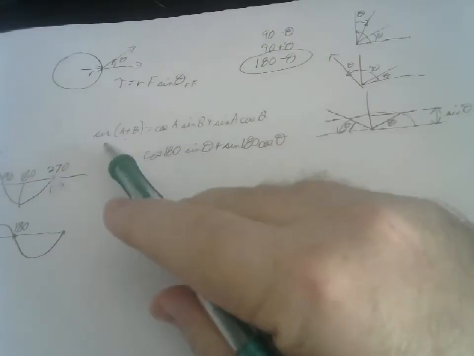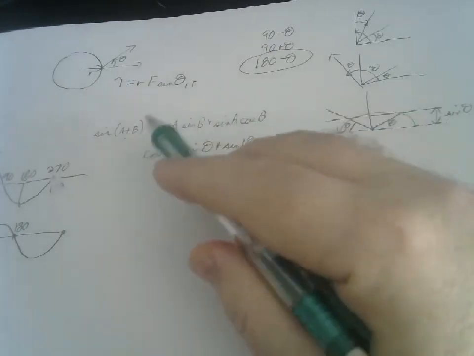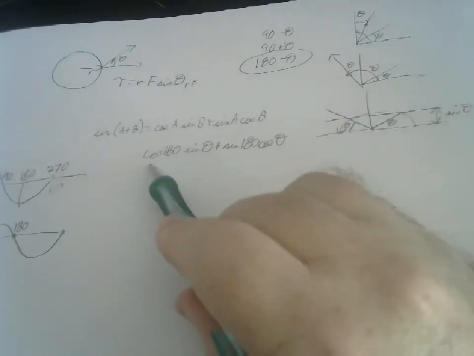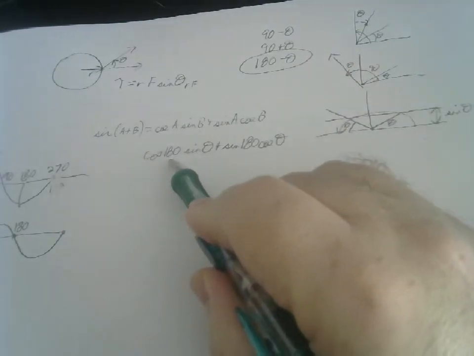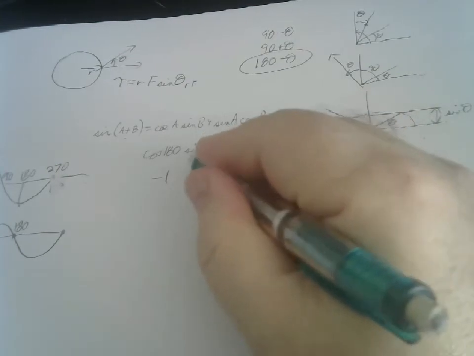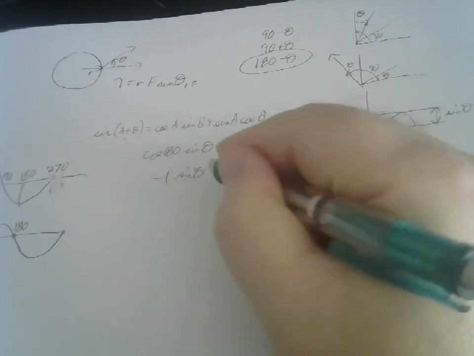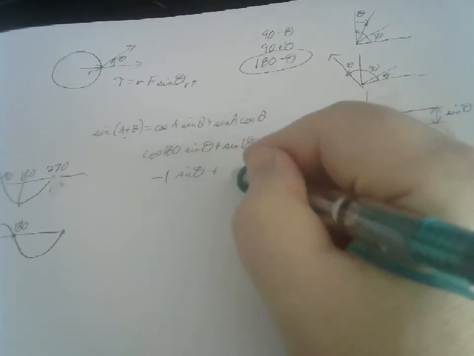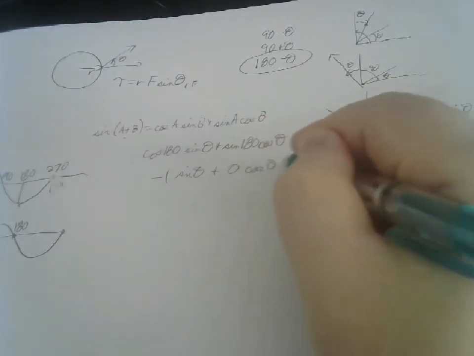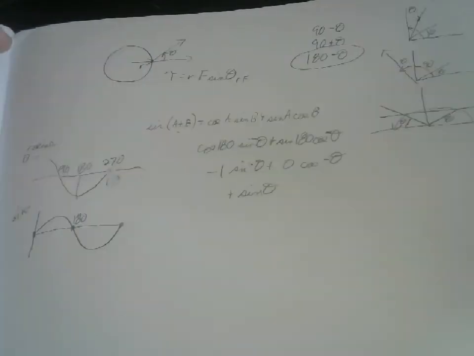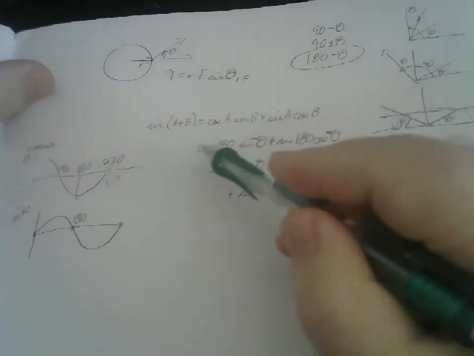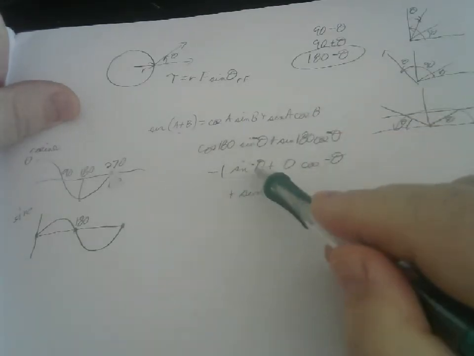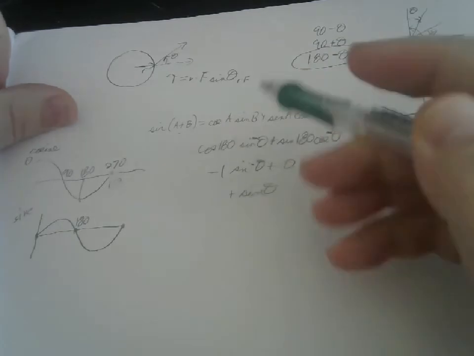There's also an angle addition formula for sine, and if you take sine of 180 plus b, it's cosine 180, which is negative 1, times sine theta, plus the sine of 180, which is 0, times cosine theta. So it's cosine 180 times sine negative theta, which is negative 1 times sine negative theta, which is positive sine theta.